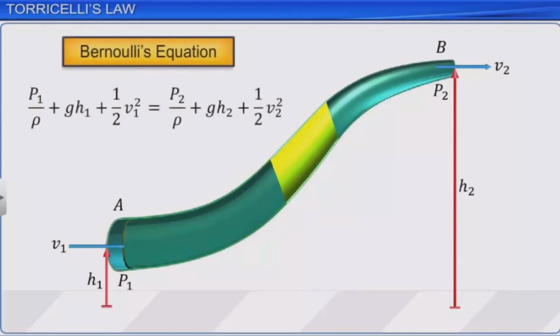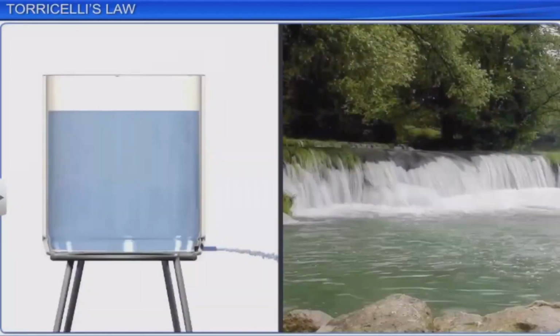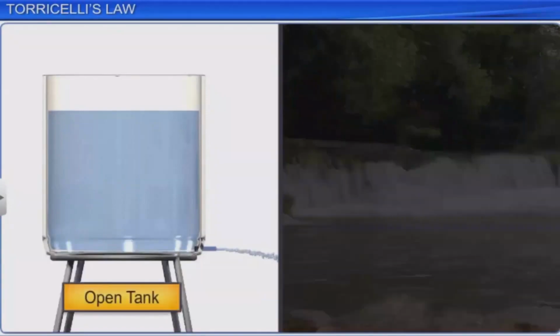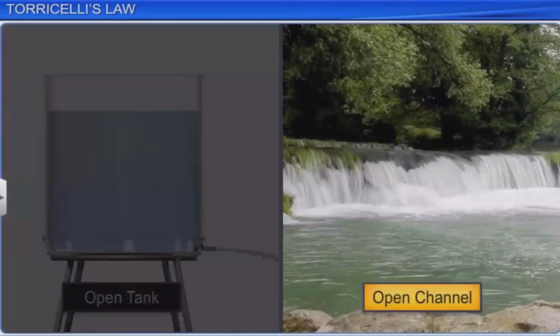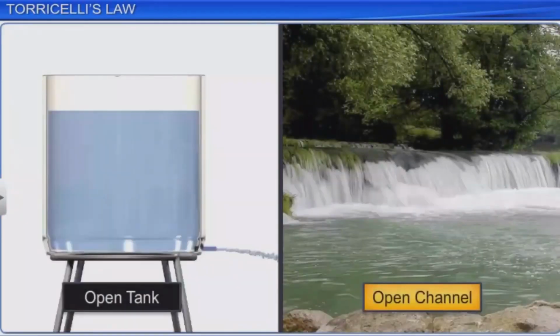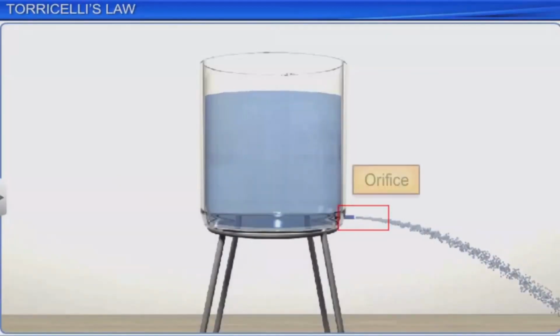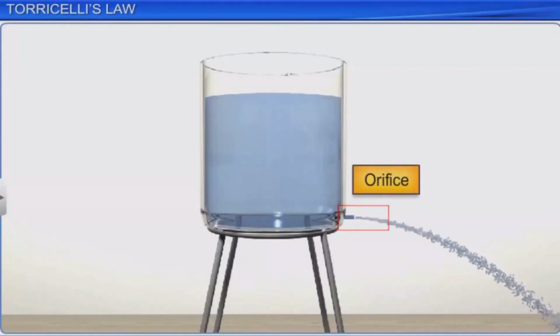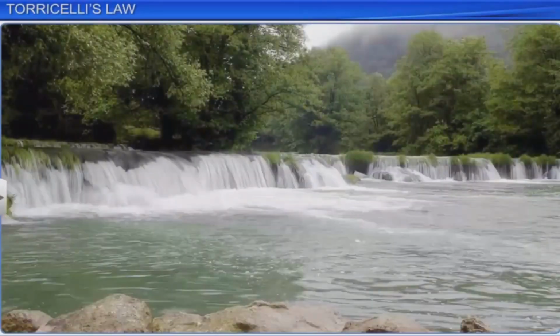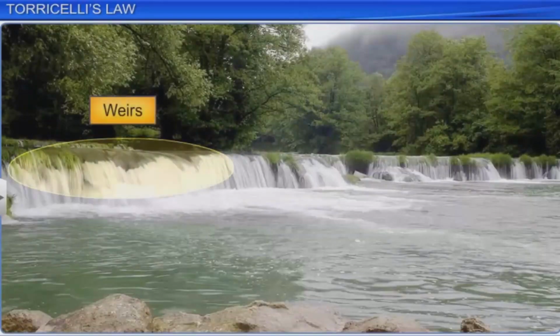According to Bernoulli's equation, the sum of pressure energy per unit mass, potential energy per unit mass and kinetic energy per unit mass of a fluid is constant. Bernoulli's theorem helps us to study the outflow of liquids from open tanks or open channels. The flow of liquids out of open tanks is measured using orifices. The flow from open channels is measured using weirs.